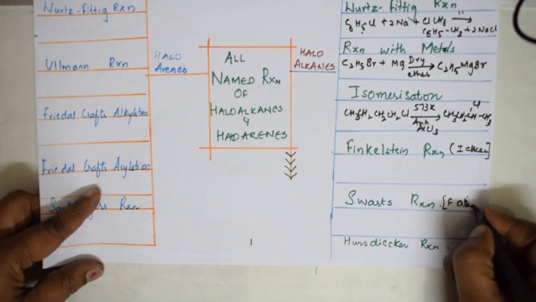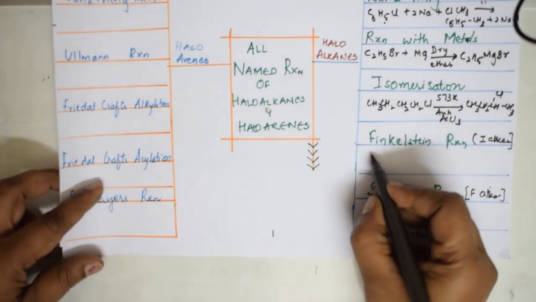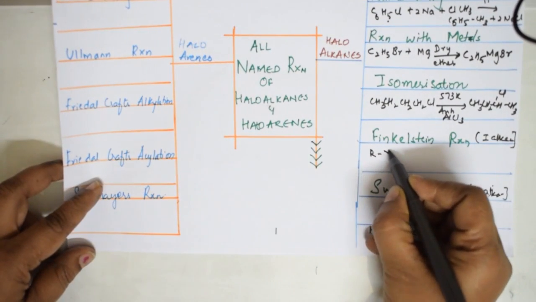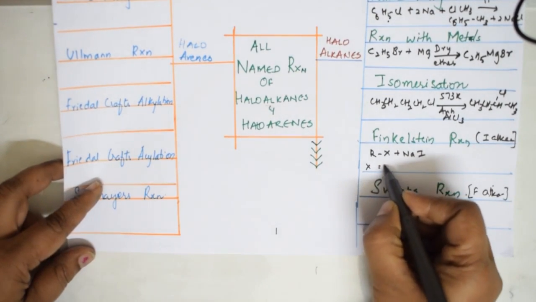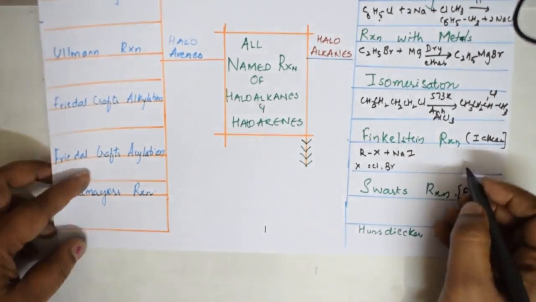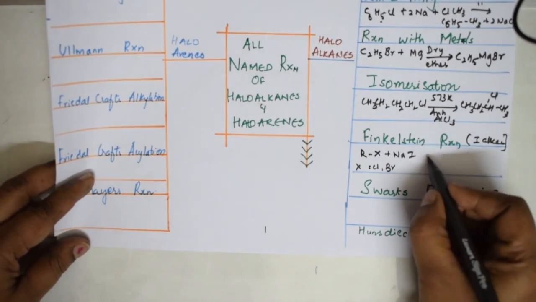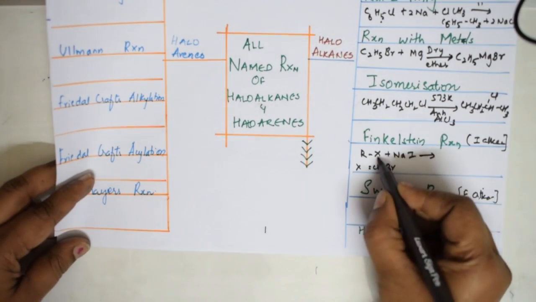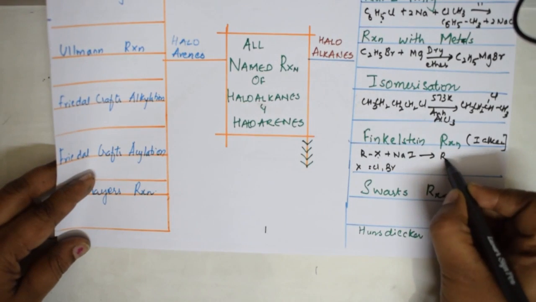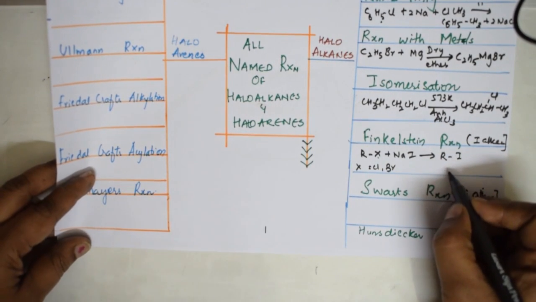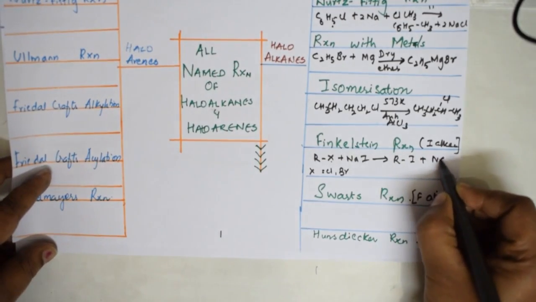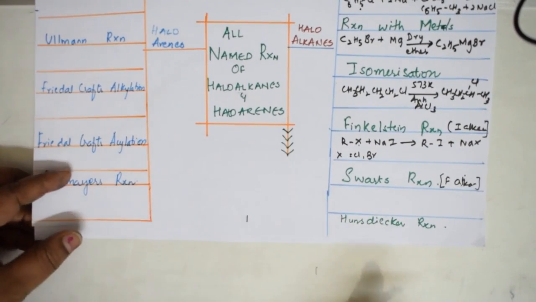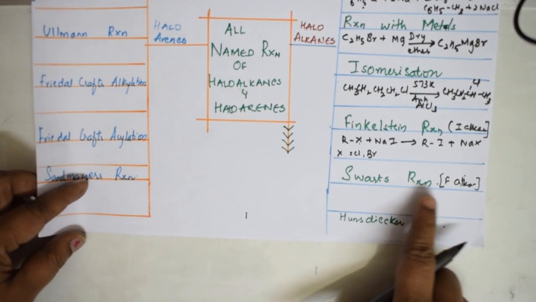Okay, students? Right. Now in Finkelstein, what am I going to take? I am going to take alkyl halide RX. I am going to add NaI. Here X can be chlorine, bromine. So here if I take NaI, now what is happening? The X is replaced by I and you get RI. So are we not preparing iodoalkanes here? Iodoalkanes, right? And along with this, NaX comes out.